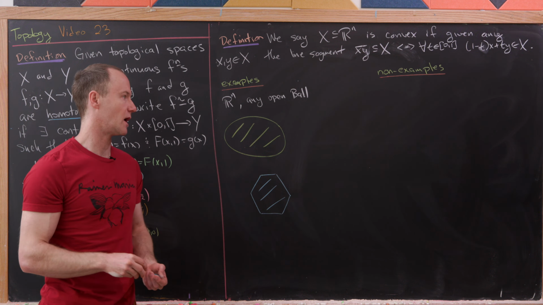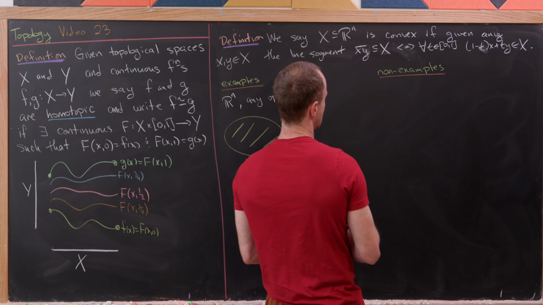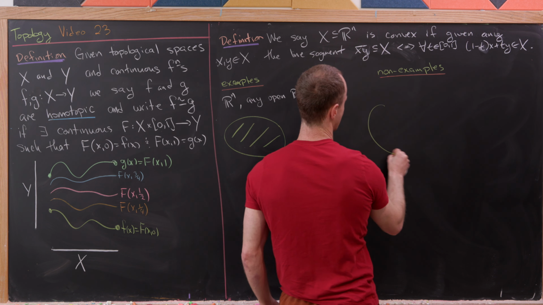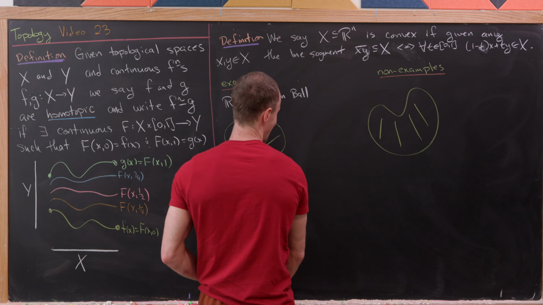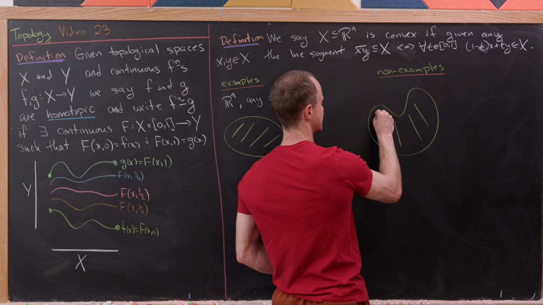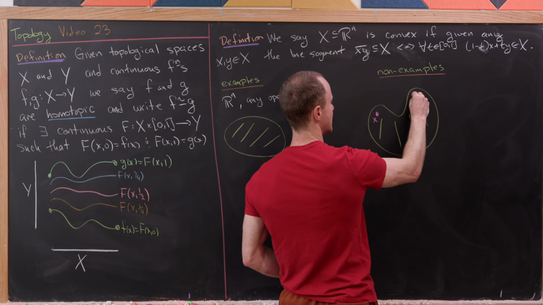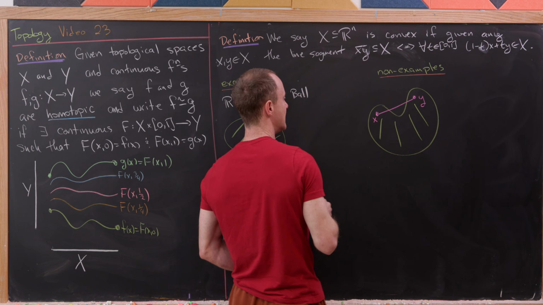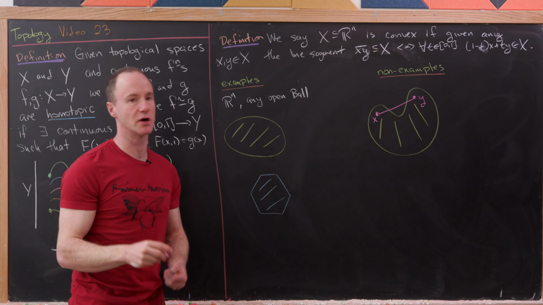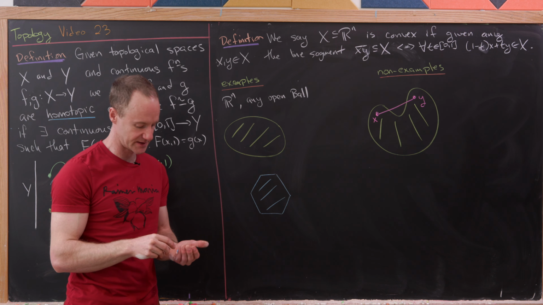Now, what about some non-examples? Well, I think a kind of obvious non-example would be something like this. It's kind of a bean shape. So we see that that is not convex, because if we choose, for instance, this point right here, we'll call it X, and this point right here, we'll call it Y, the line segment between X and Y goes outside of the set.